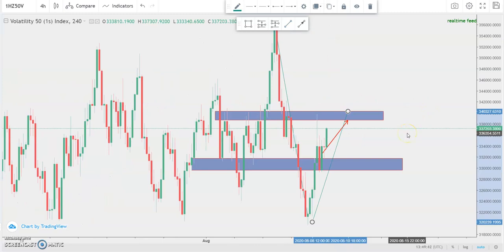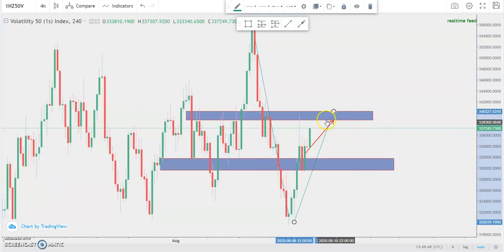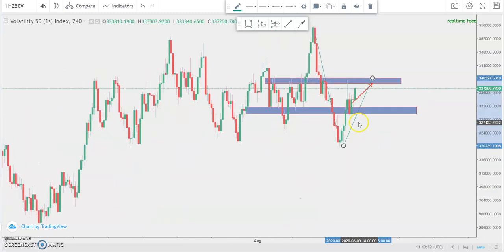And we are at a region of support, and I'm also expecting that we are heading for this resistance zone. All right, this is pretty straightforward. Price correction, basically, that's what I'm thinking. Remember, this does not constitute financial advice. This is merely my opinion. All right, this is a disclaimer.